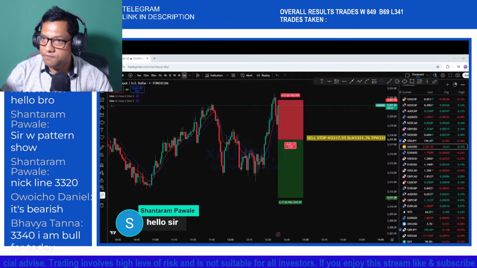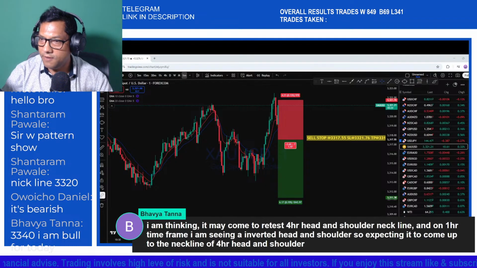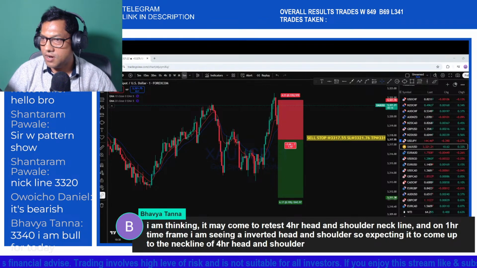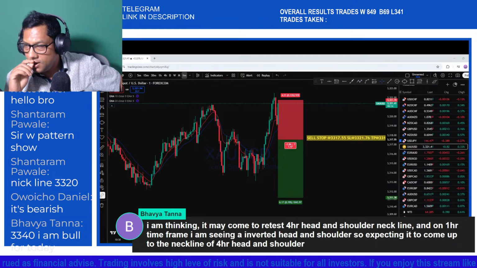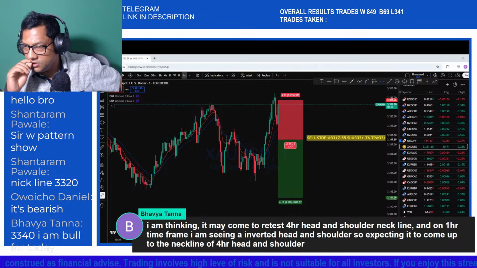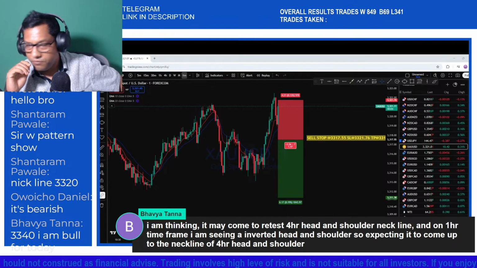Hello sir, welcome. I'm thinking it may come to retest the 4-hour head and shoulder neckline, and on the 1 hour time frame I'm seeing an inverted head and shoulder, so expecting it to come up to the neckline of the 4-hour head and shoulder.